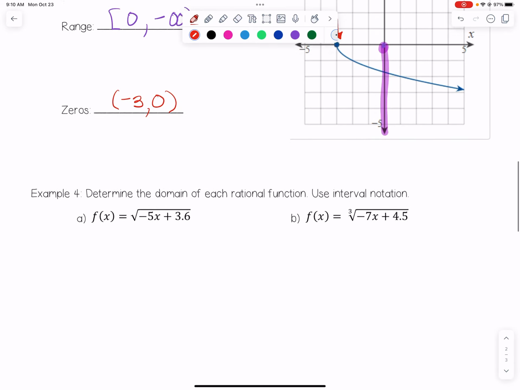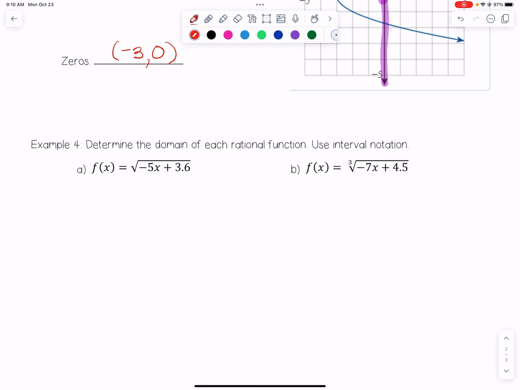All right. Now we're going to determine the domain and range. Actually, we're just going to be determining the domain of each rational function. And so remember, the domain is always the x values. We're going to use interval notation, okay? So we're going to be using either parentheses, again, if it's not included, and brackets if it is included, okay?